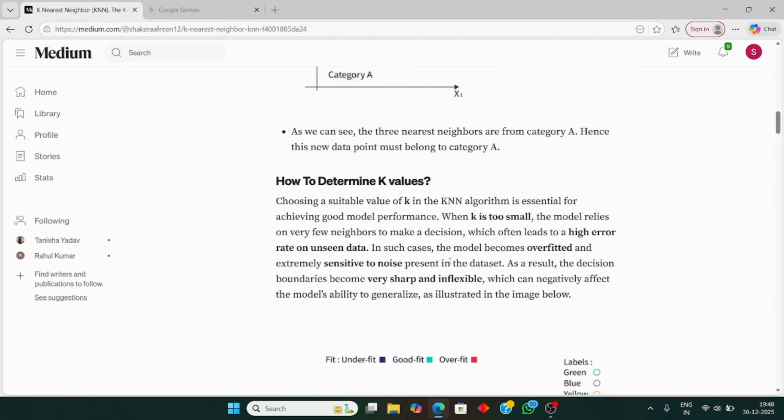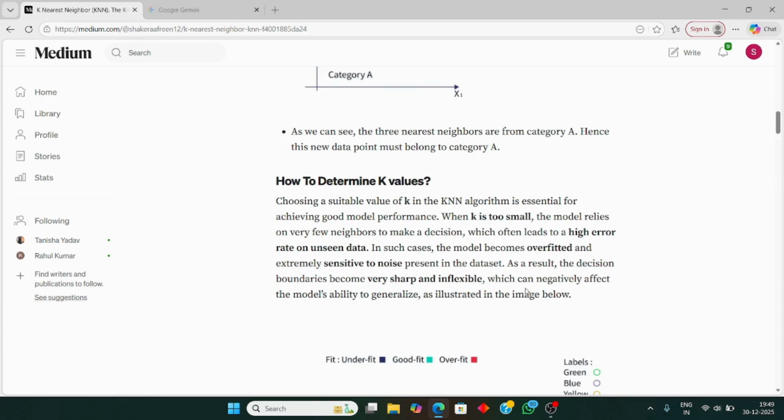Choosing K in the KNN algorithm is very essential for achieving good model performance. If K is too small, the model will rely on just a few neighbors to make the decision, which will lead to a high error rate on unseen data, and this is called overfitting.